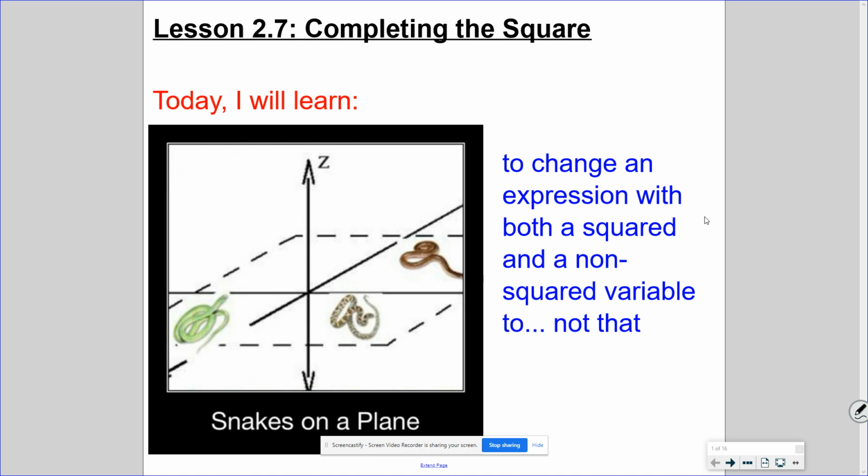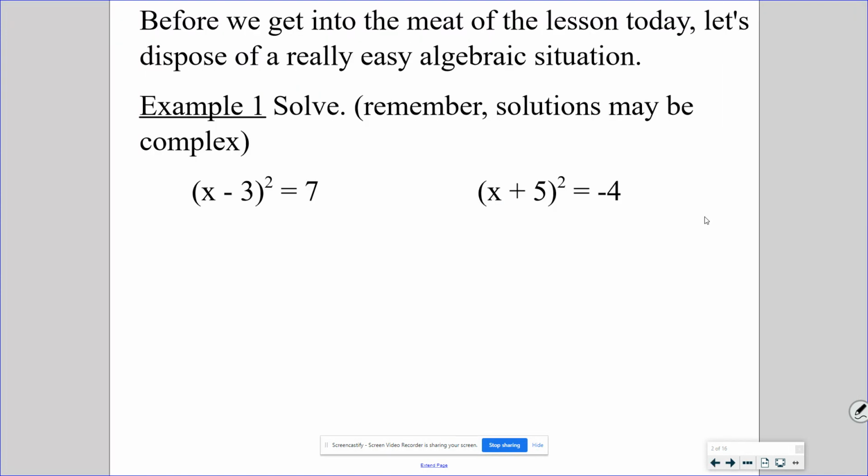Hey guys, this is lesson 2.7, which is completing the square. So basically the goal of today is to learn how to solve a quadratic equation, which means an equation with an x squared term in it. I'm going to show you how to solve an easy version of an equation like that, because this is a step that we will need to know how to do in the process of completing the square.